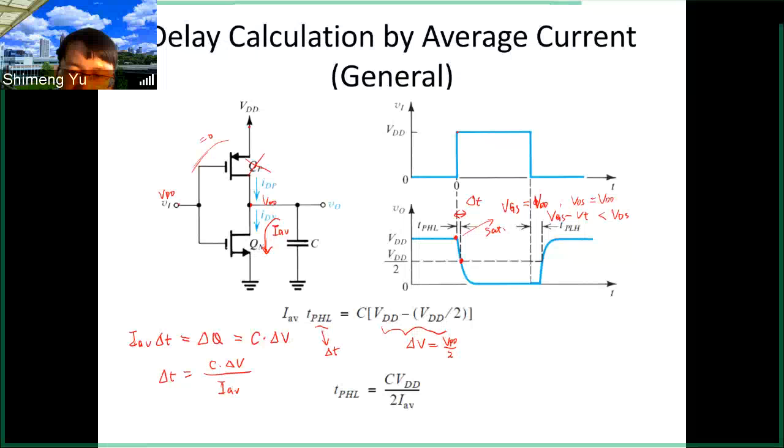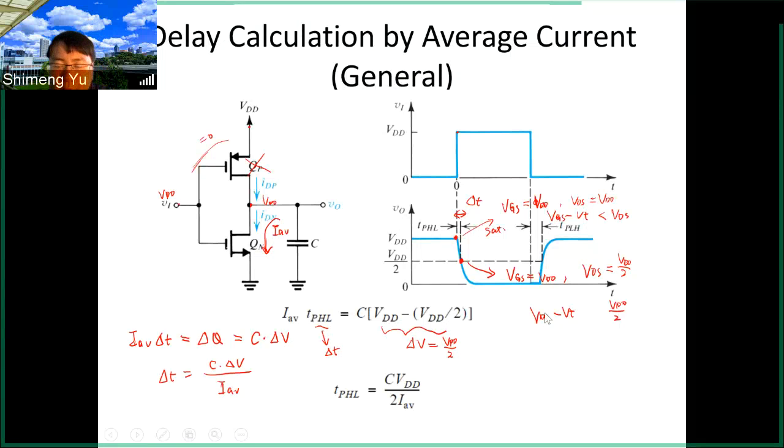And then finally, when the voltage decreases to half VDD, we need to recheck. VGS is again VDD because VGS stays at VDD for this period. But VDS now changes to half VDD. VDS is this VO, the output voltage, so it's half VDD. So we need to check this VDD minus VT compared to half VDD.